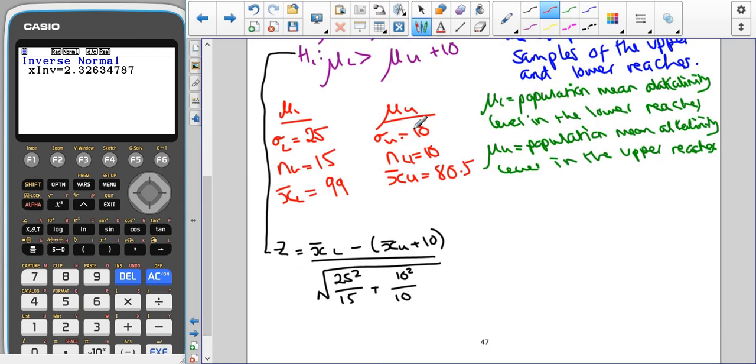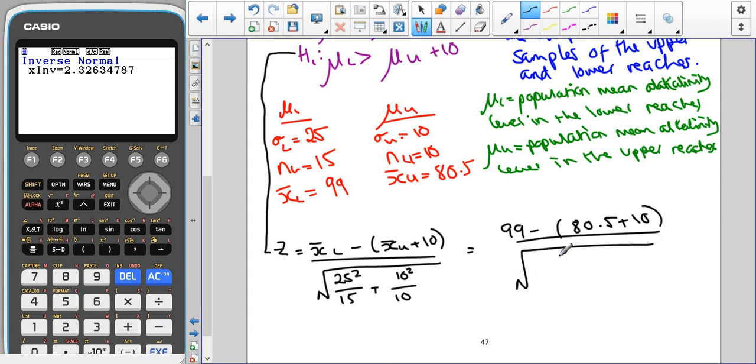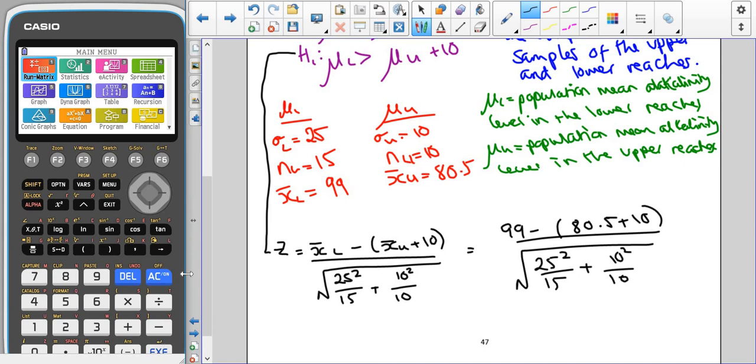So then we have to put in those numbers at the top. So that means that we're actually going to be doing 99 minus 80.5 plus 10, bracket is very important, divided by the square root of 25 squared over 15 plus 10 squared over 10. And now we can put this in our calculator.